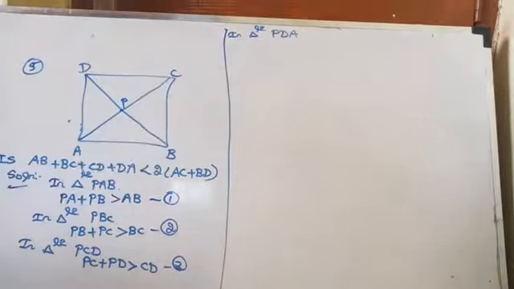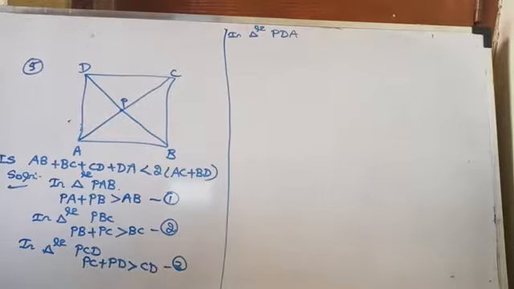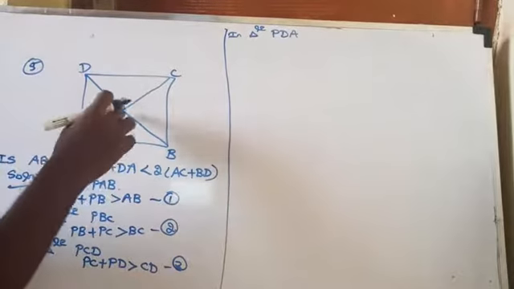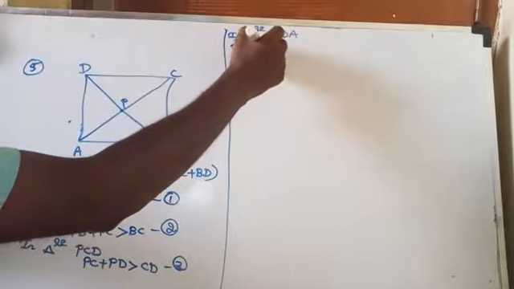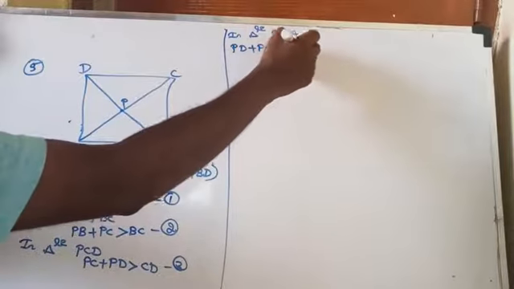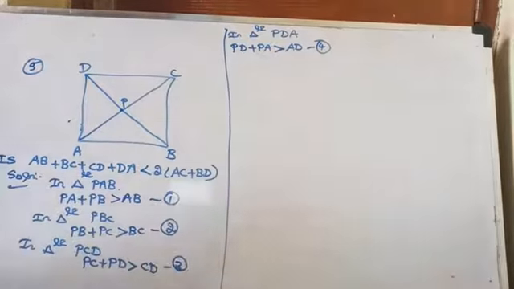Now, in triangle PDA, the sum of any two sides of a triangle is greater than the third side. First you have to write down the statement. When you start the solution, you have to write down that the sum of any two sides of a triangle is always greater than the third side. So in triangle PDA, PD plus PA is greater than AD. Let it be equation number 4.